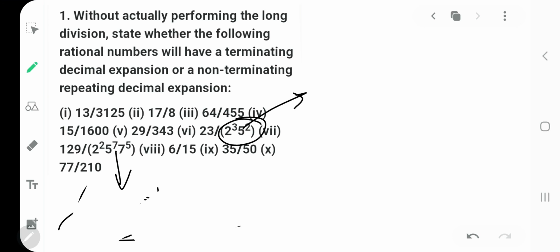It has 7 raised to 5. But we know that in your denominator, if it is 2 and 5 factors only, then only we can say that it is a terminating decimal. It has 7 also, so we will say no, it is not a terminating decimal. Clear? So you got the point here.